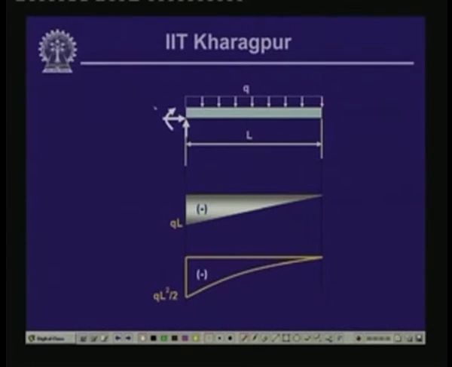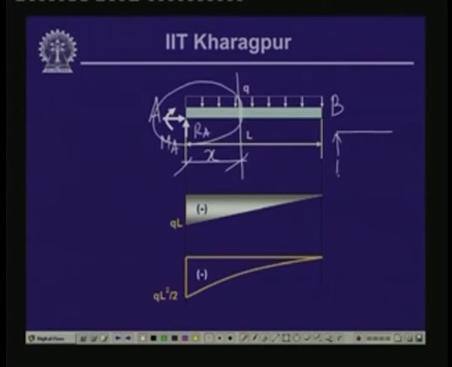Now, this is side A, this is side B, and we take a section over here which is at a distance of x, and this is Ra and moment Ma. Ra, as we have seen, is equal to Q times L, and moment Ma is equal to Q L square by 2. Now, if we take the free body diagram of this particular part, we have Ra, we have Ma, we have the uniformly distributed load which is Q, here we have load V, here we have moment M, and this is at a distance of x.